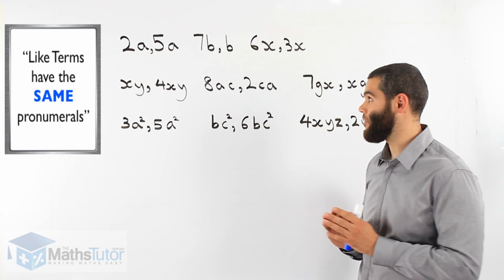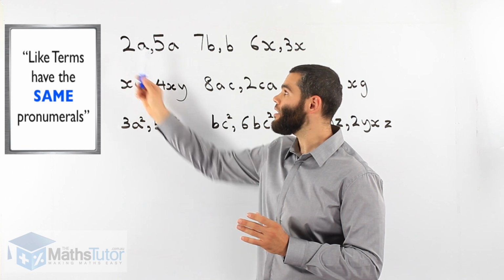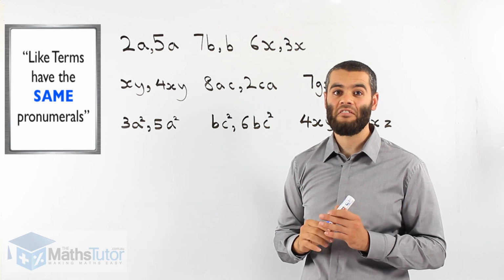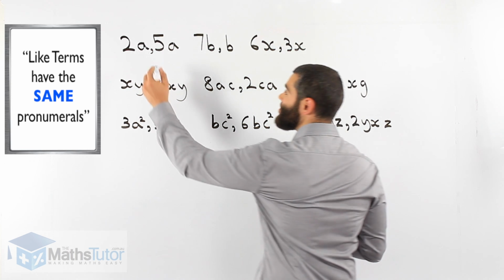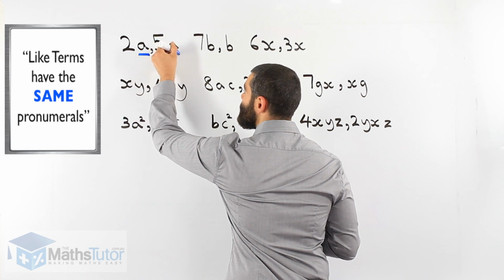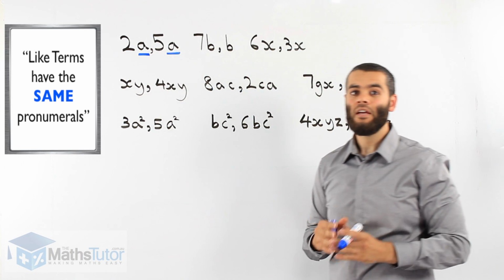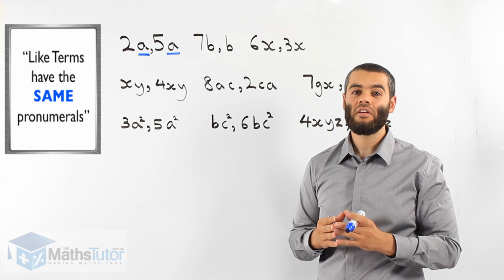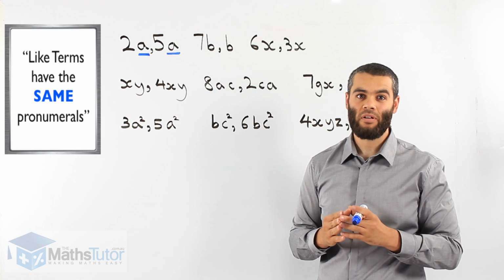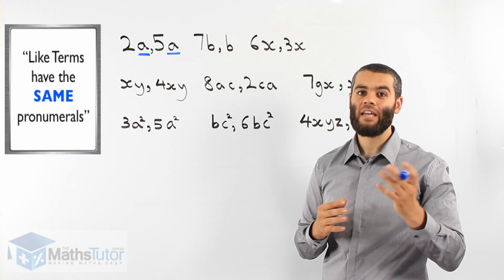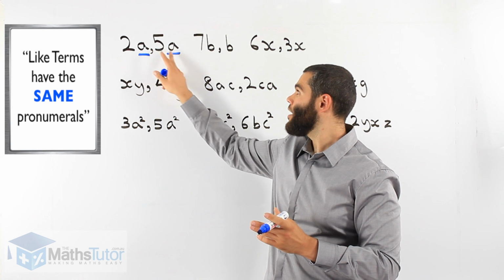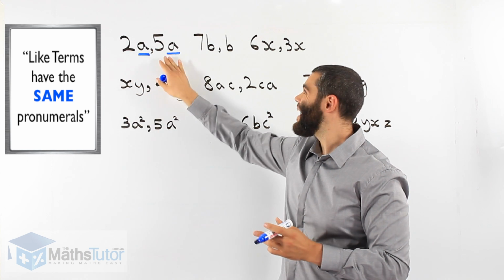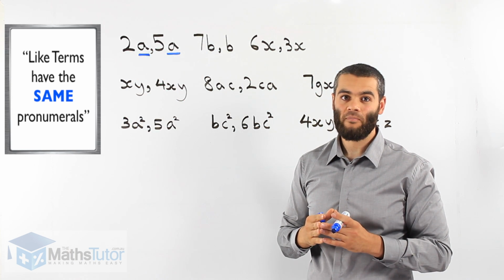Let's see what like terms are. Now this is a term, 2a, and this is 5a. Are they like terms? The answer is yes. Why? Because they have the same pronumeral, a and a. So 2a and 5a. I like to tell students to think of it this way: 2 apples and 5 apples. You can add them up. A for apples. So a pronumeral and a pronumeral, they are the same here and here. Therefore, 2a and 5a are like terms. So you can add them up.